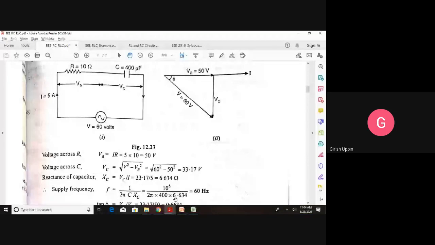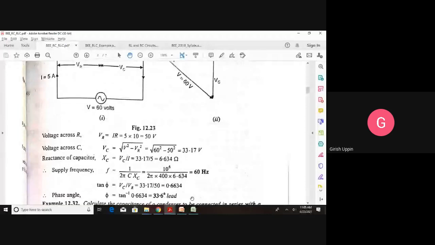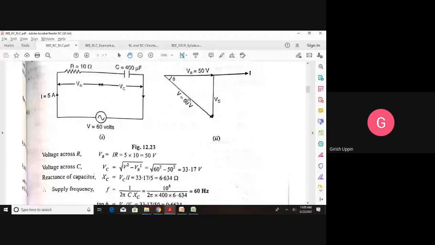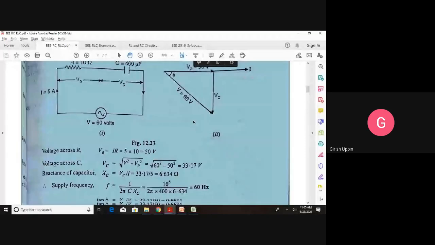Now for the phase angle, you can use tan phi is equal to VC by VR, where VC is 33.17 and VR is 50. We get it as 0.6634. Therefore, phi is equal to tan inverse of 0.6634, and we get it as 33.6 degree leading. So in this particular circuit, the current will lead the voltage by an angle of 33.6 degrees. So that is the phase angle.